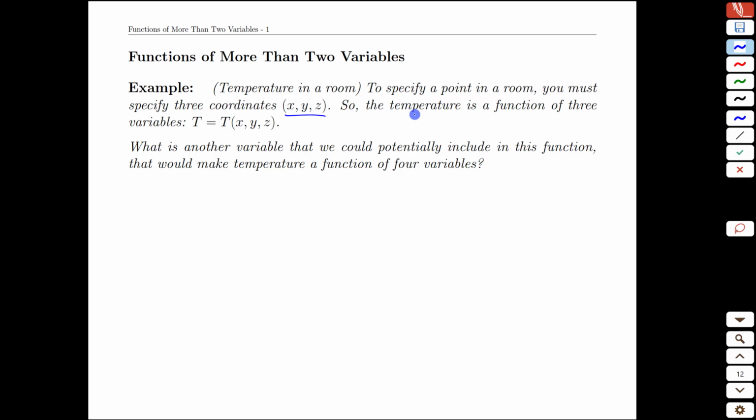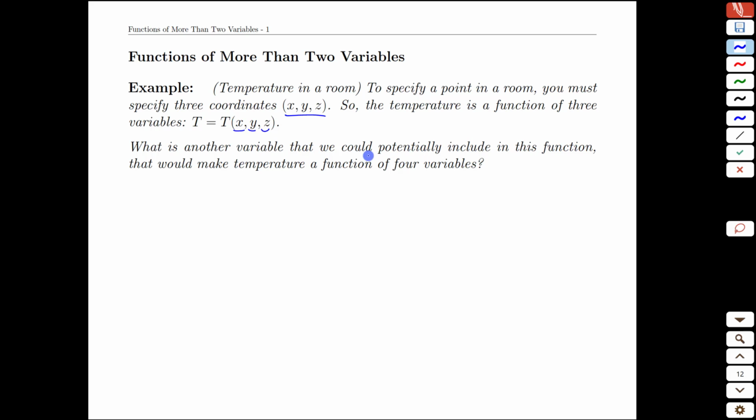So very naturally, the temperature function becomes a function of three variables. To specify the temperature, we need to know three different values before we can compute the temperature there. And we don't need to stop at three. In fact, we probably shouldn't.